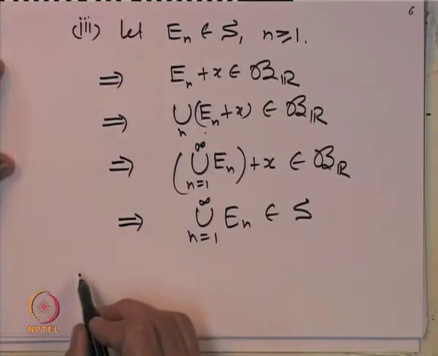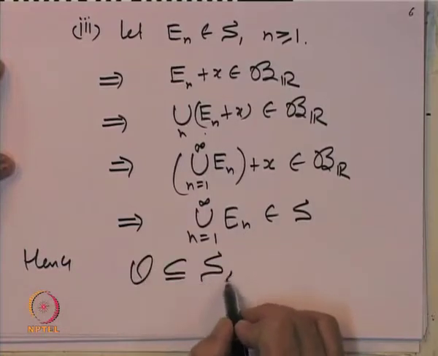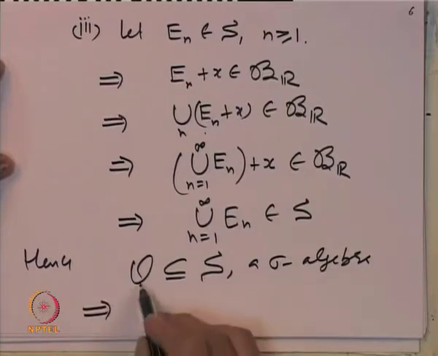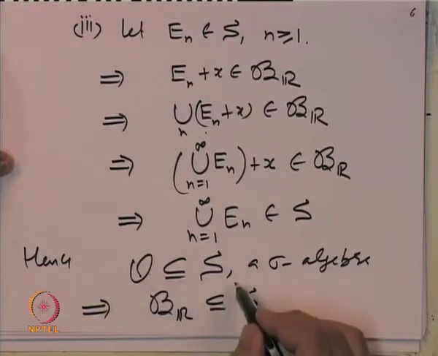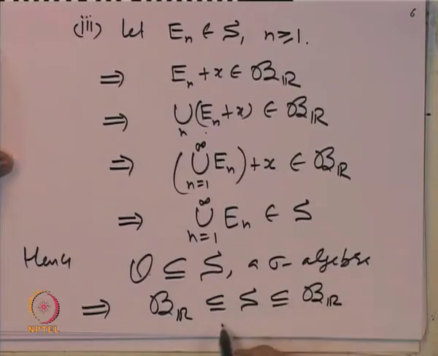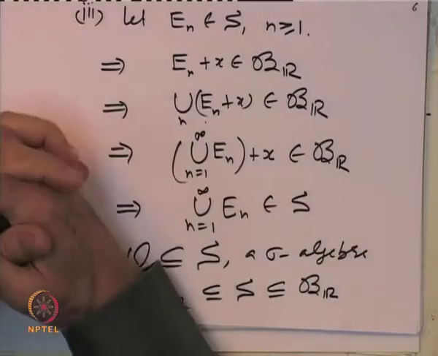So we have proved that open sets are inside S, and S is a sigma algebra. This implies that the smallest sigma algebra generated by open sets, namely the Borel sigma algebra, must also come inside S, and that is a subset of B R. So hence all are equal. So this proves the second fact, namely, if E is a Borel set, then its translation is also a Borel set.